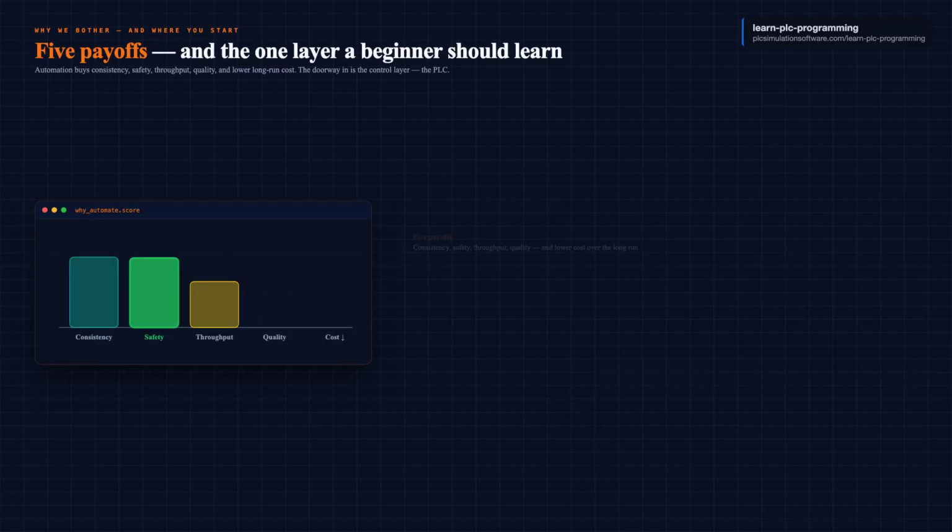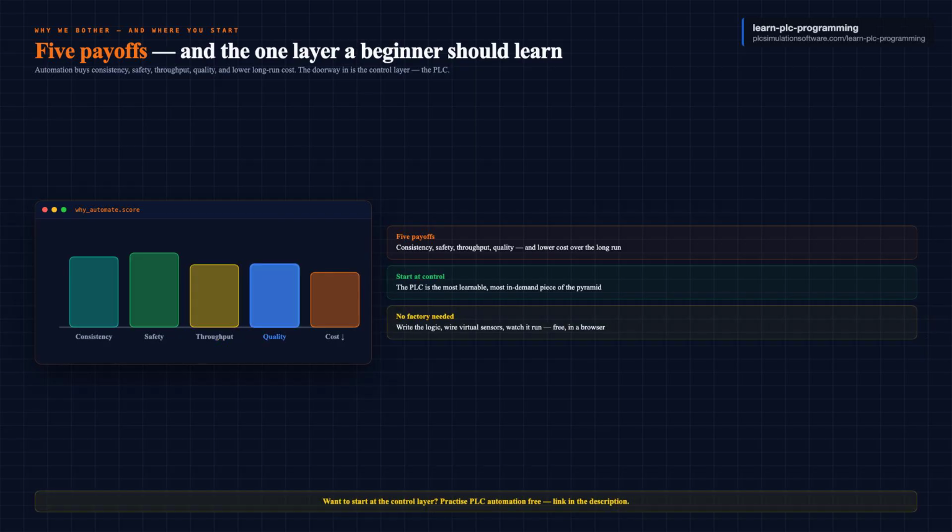So why do we automate it all? 5 reasons, and they compound. Consistency, the same part, made the same way, every single time. Safety, people out of the dangerous, repetitive spots. Throughput, machines do not take breaks. Quality, fewer defects, tighter tolerances. And cost, higher up front, but lower over the long run.